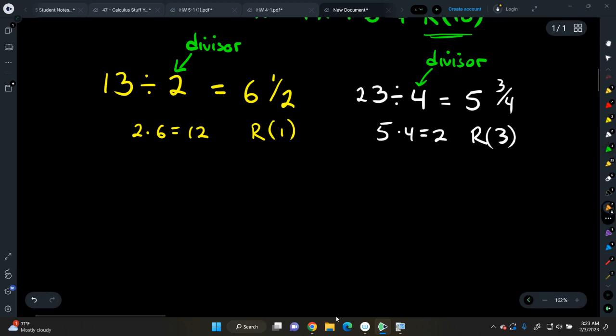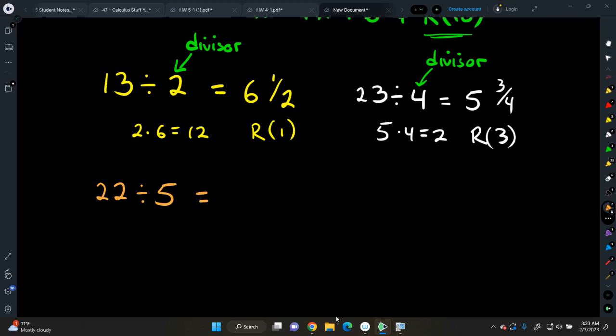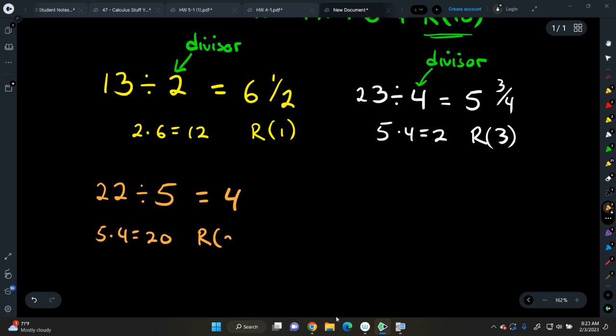Let's do 22 divided by 5. What does that equal? 4, right? 5 times 4 is 20. What's my remainder? 2. So this would be, what is it? 2 over 5. Right? You put the remainder over the divisor.